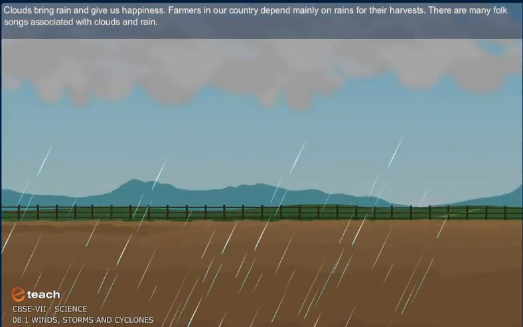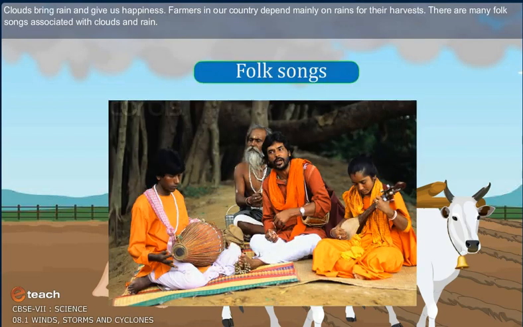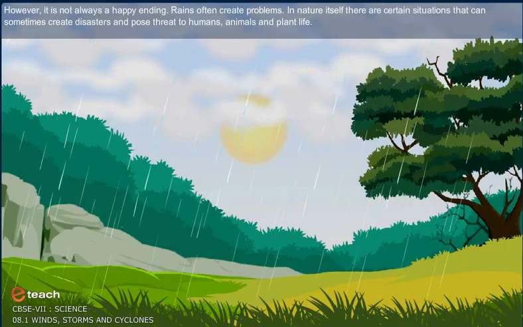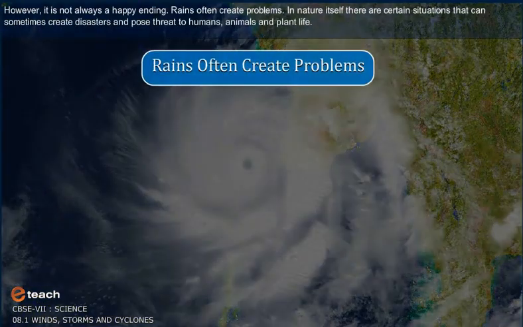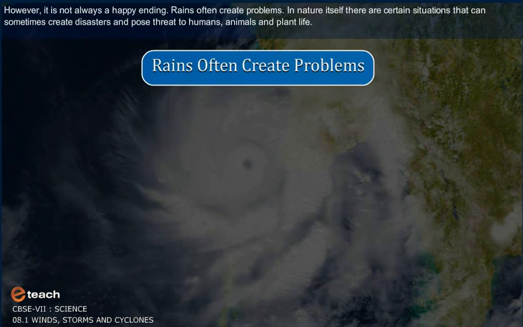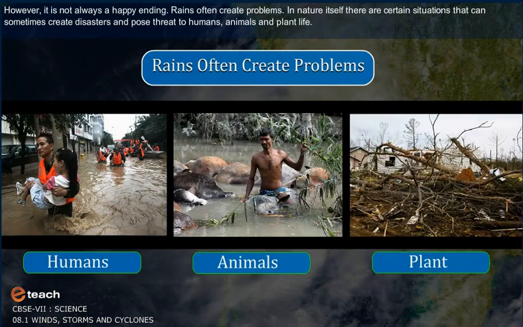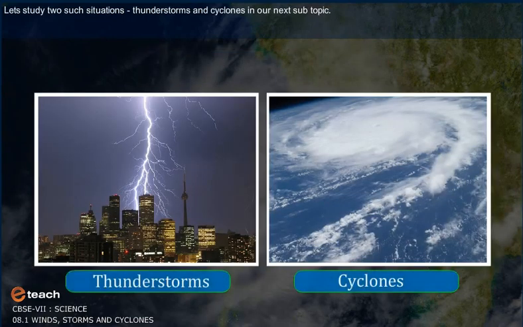Clouds bring rain and give us happiness. Farmers in our country depend mainly on rains for their harvests. There are many folk songs associated with clouds and rain. However, it is not always a happy ending. Rains often create problems. In nature itself, there are certain situations that can sometimes create disasters and pose threat to humans, animals, and plant life. Let us study two such situations, thunderstorms and cyclones, in our next subtopic.